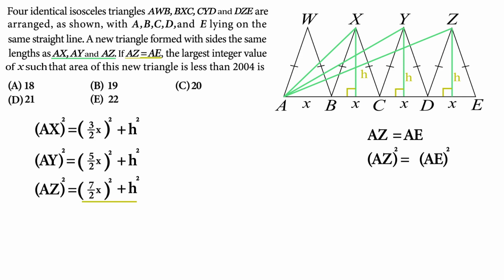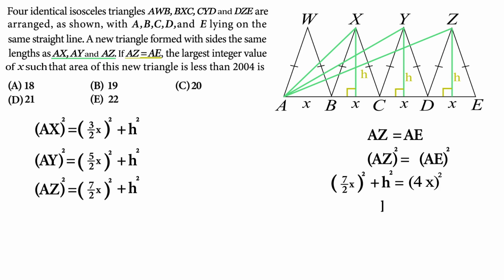Now AZ we have right there, so I'll put that in here. (7/2 x) squared plus h squared. AE, what is AE? Well, it's all the way from A till E, and we know that's 4x, right? 4 of these guys. So that's very, very nice that it works out like that. So AE is 4x, and don't forget to square this. I think the challenging part of this question, in my opinion, is these small algebraic errors that can be made.